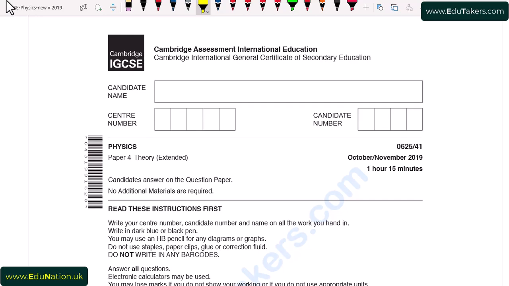Today we are going to solve Cambridge IGCSE Physics Paper 4 Theory Extended, held in October-November 2019, and the paper code is 0625 with variant 41. So let's start from question number 1.